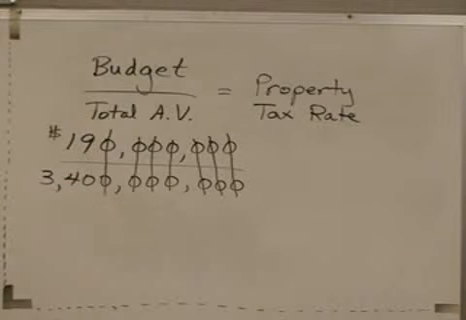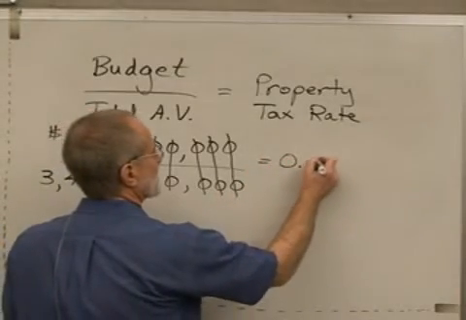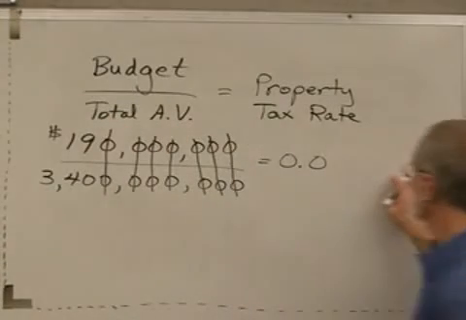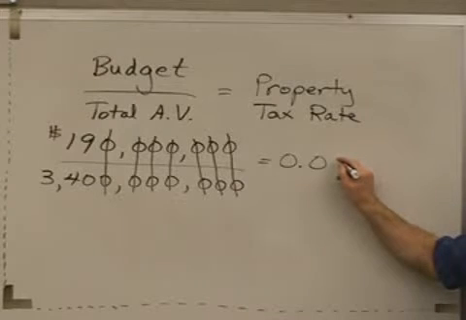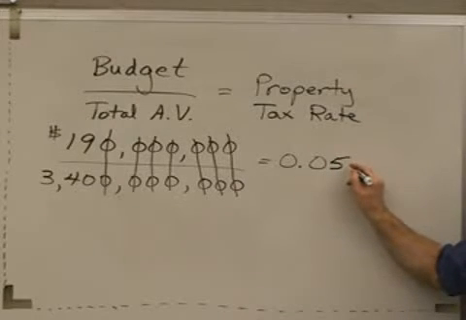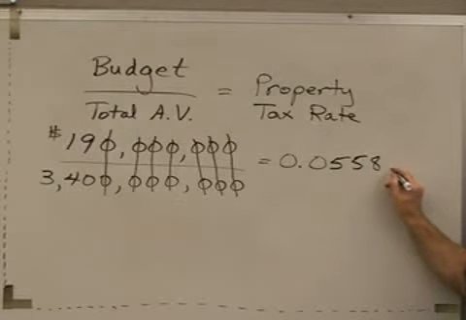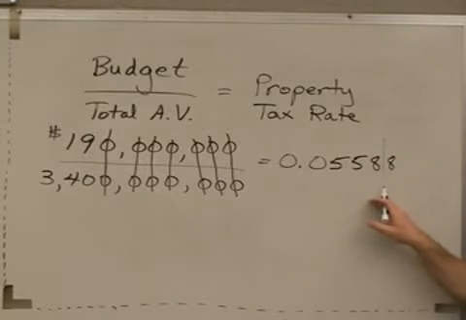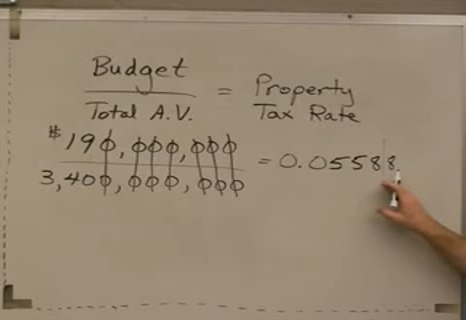So everybody punch in 19 divided by 340, and we want to express that as a decimal, and we want to round it to 4 decimal places, but somebody give me the next 4 or 5 digits. What comes after 0.0? 5, then 5, 8, then another 8. Okay, that's good enough, because we're always going to round it to 4 decimal places. So this looks like 0.0559.